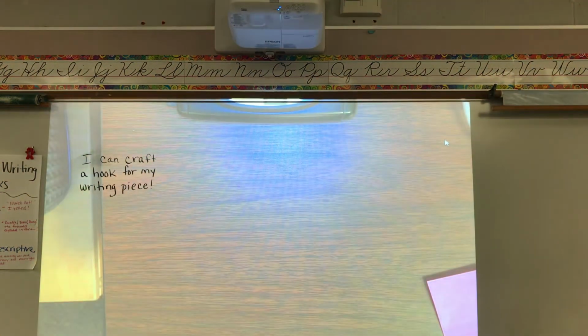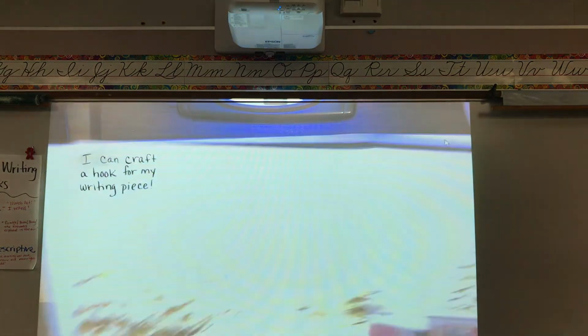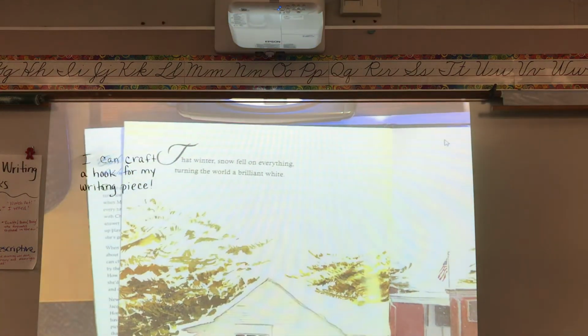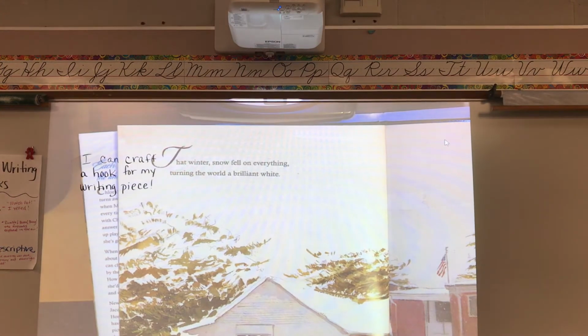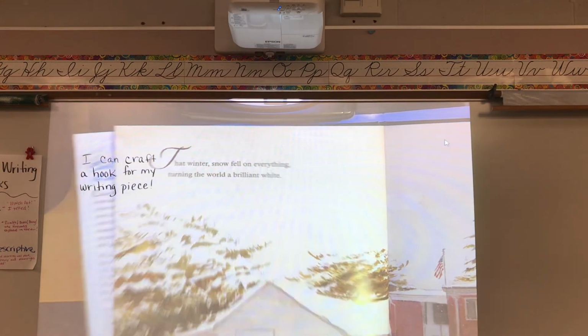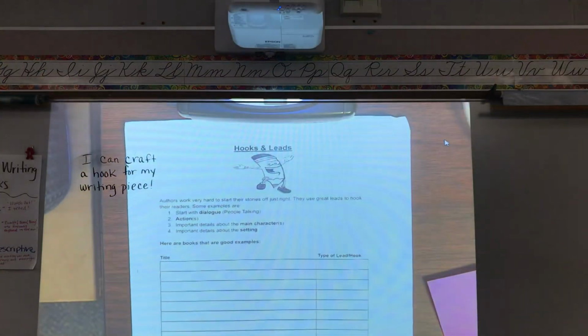One more example. Each Kindness. We know this story. Look how it started out. That winter, snow fell on everything, turning the world a brilliant white. Again, they're using lots of description so we can actually picture what is happening in the story.